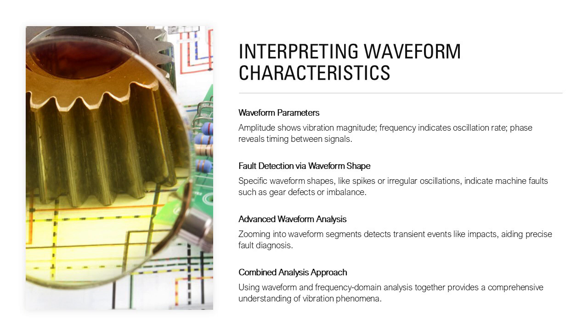In vibration analysis, waveform shape can reveal specific fault conditions. For instance, a repeating spike pattern may suggest gear tooth defects, while irregular oscillations could indicate looseness or imbalance. Engineers often use time domain plots to observe these patterns and correlate them with machine behavior. Advanced tools allow zooming into waveform segments to identify transient events such as impacts or shocks.